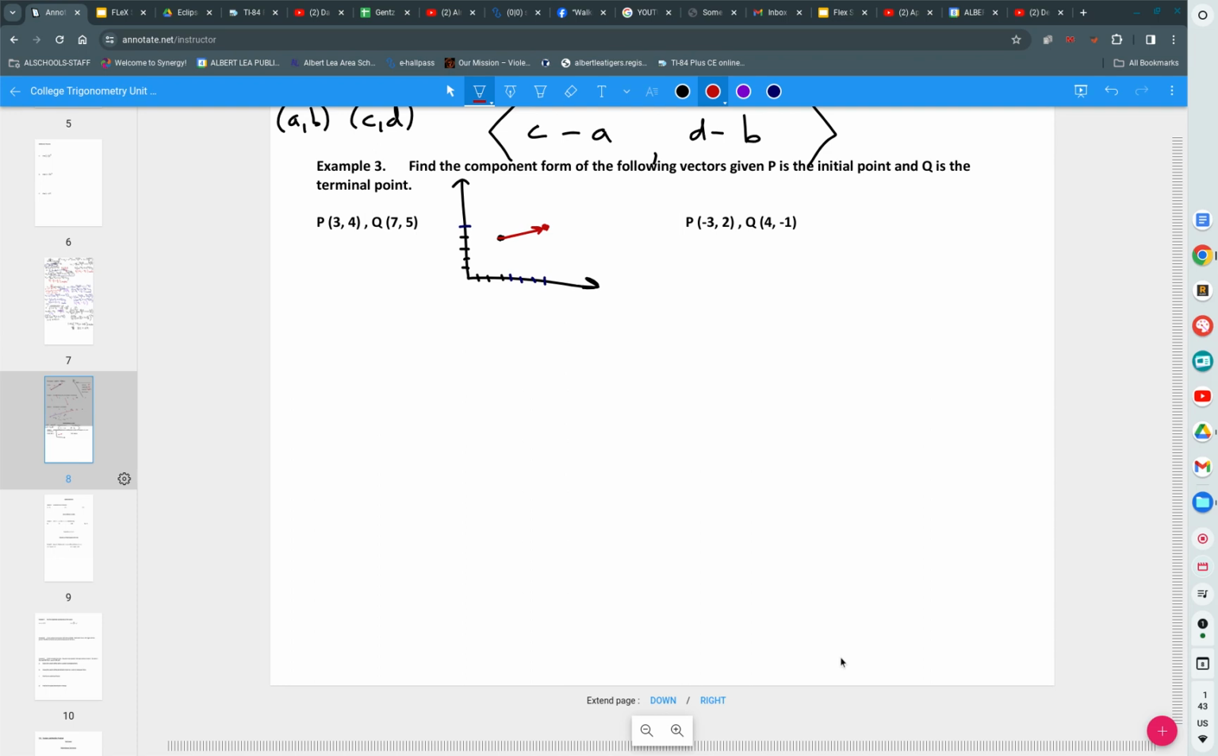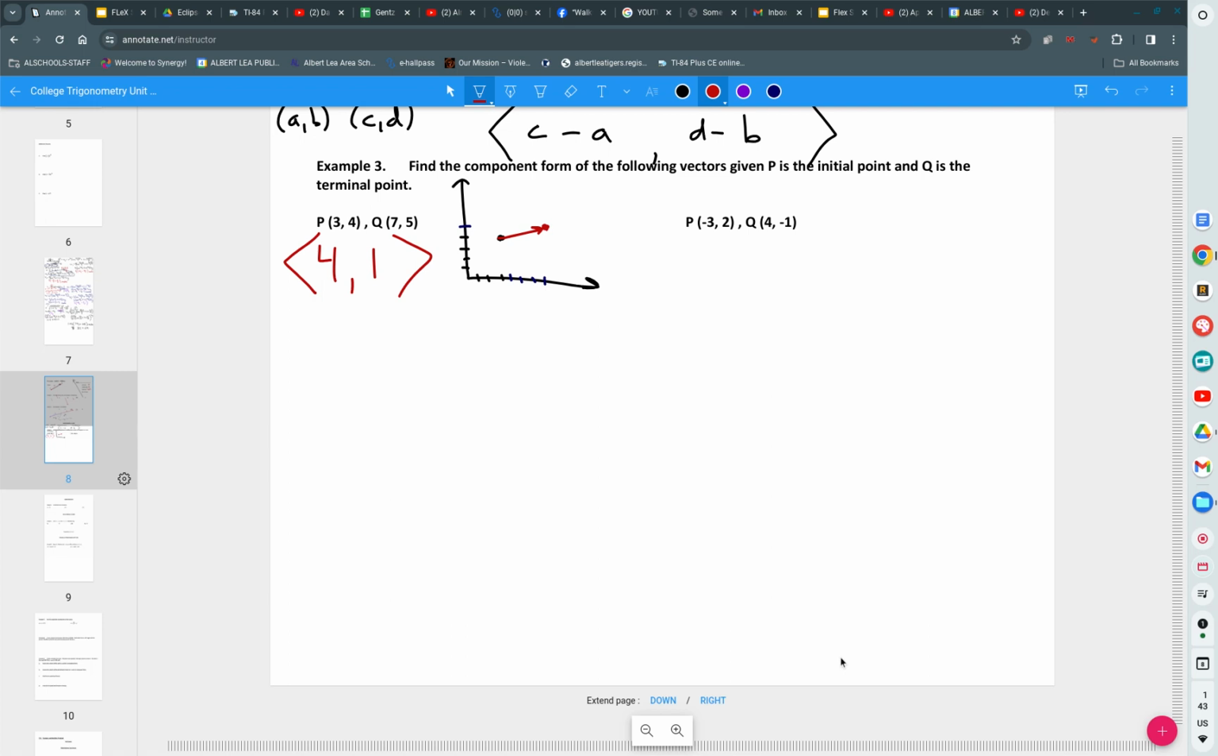So now I'm just going to place it into component form. And this is all it means. How far did I travel to the right to get from one point to the other? 4. How far did I travel up to get to the next point? 1. That's it. Okay, 7 minus 3, 5 minus 4.